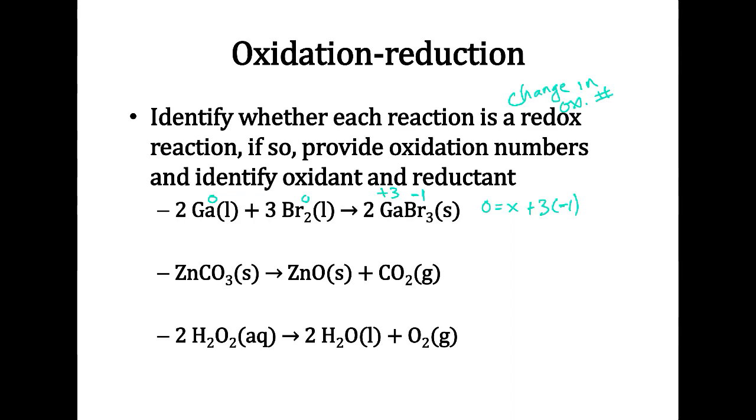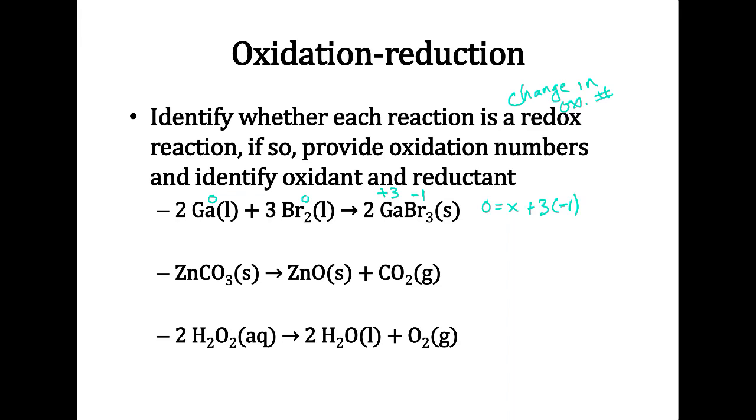So the oxidation number's changed, so that means that this is a redox reaction. Okay, gallium went from 0 to +3, so that means it lost electrons, so it's being oxidized, so it's the reducing agent. And bromine gained electrons, so it's being reduced and is the oxidizing agent. Let's go ahead and look at the next two.